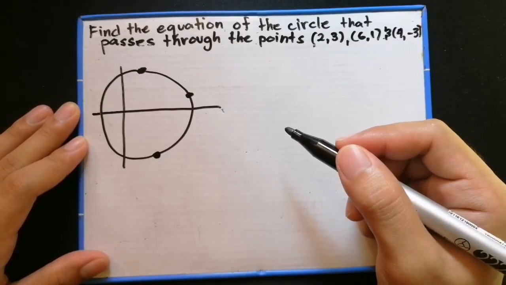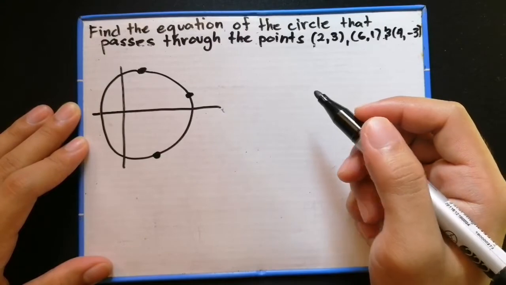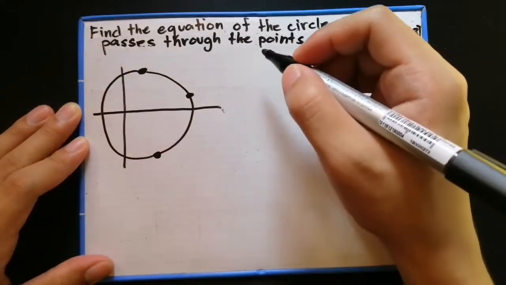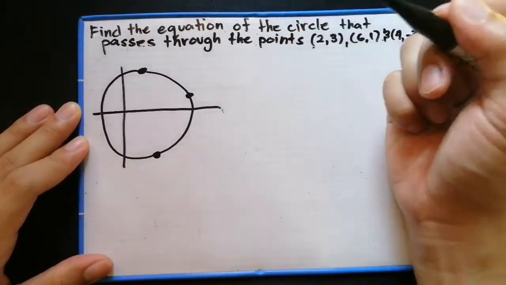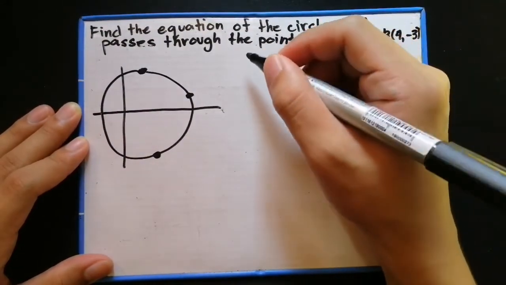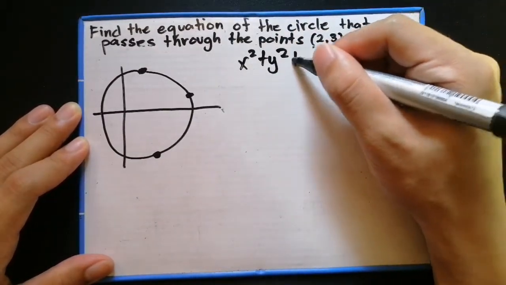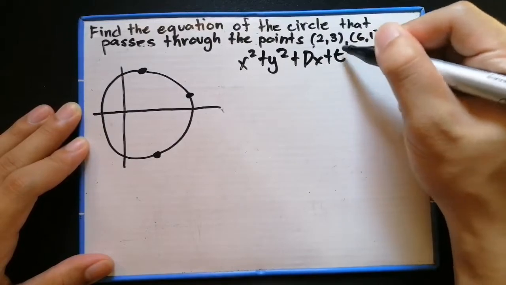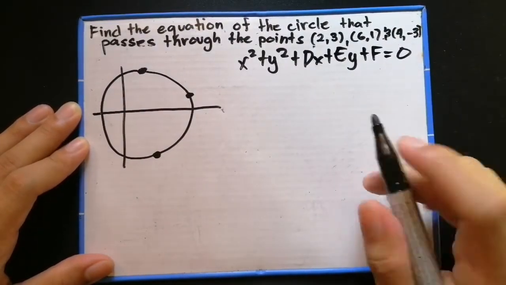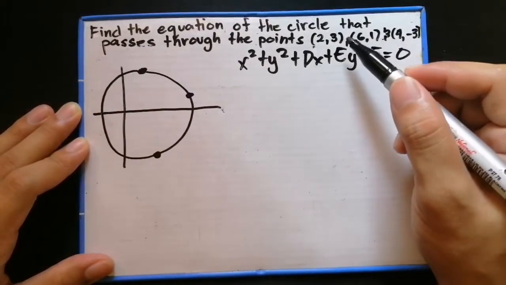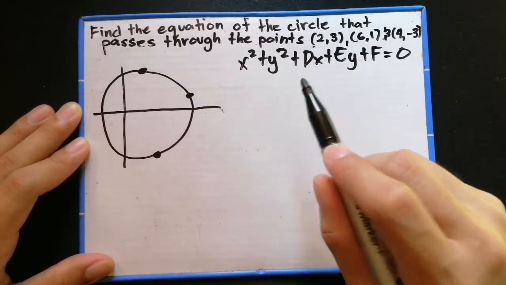So, when our problem is determined by 3 points, what we will use is the general form of the equation. What is the general form of the equation of the circle? It is x squared plus y squared plus Dx plus Ey plus F is equal to 0. So, how can we use that? We substitute the coordinates of each point for x and y.